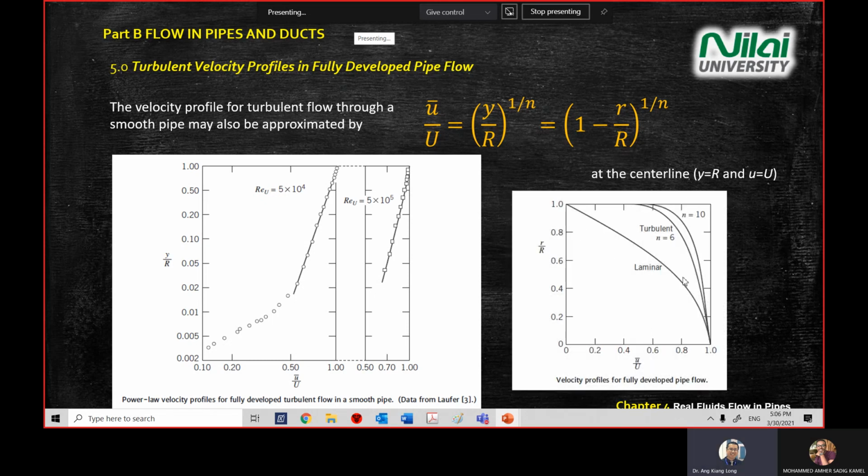And this one is another graph for that. You can see the differences between laminar and turbulent behavior, as you can see from the graph here.